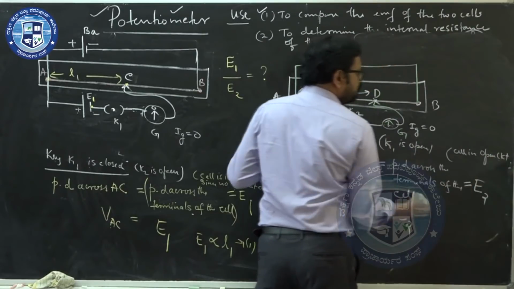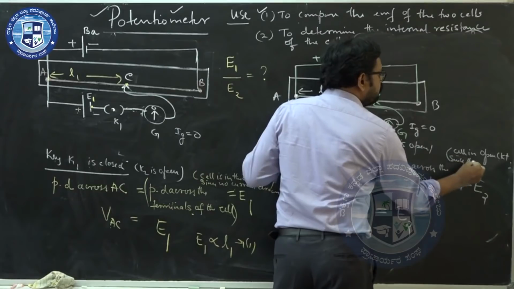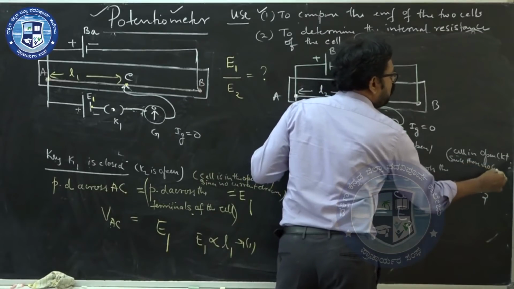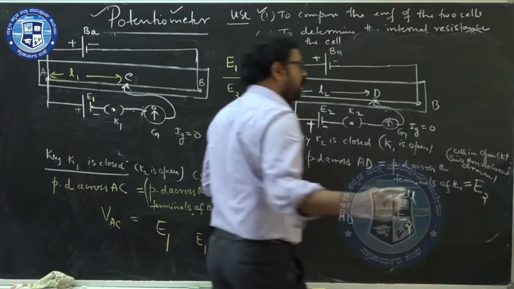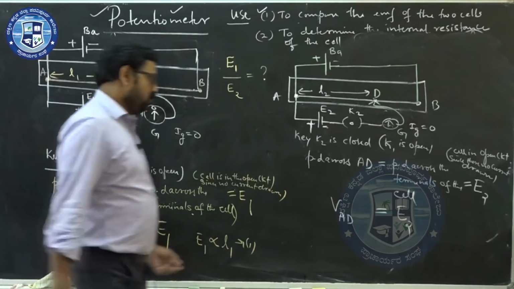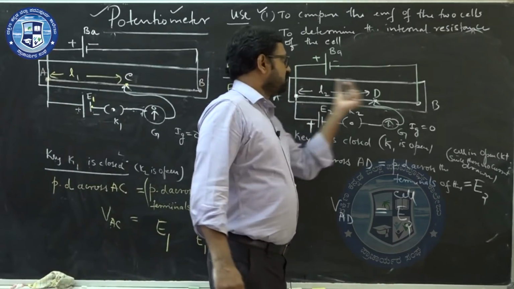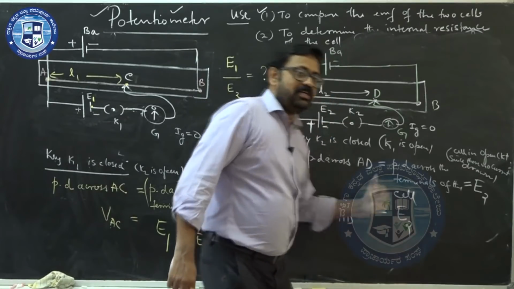When the cell is in open circuit, what do you mean by that? Since there is no current drawn, right? Whenever the cell is in the open circuit, you should know that the terminal potential difference is always equal to the EMF of the cell. So this potential difference across AD is equal to the potential difference across the terminals of the cell, that is equal to the EMF of the cell.